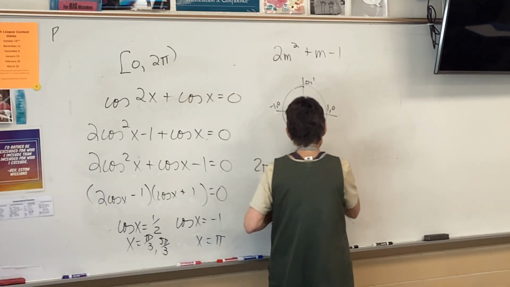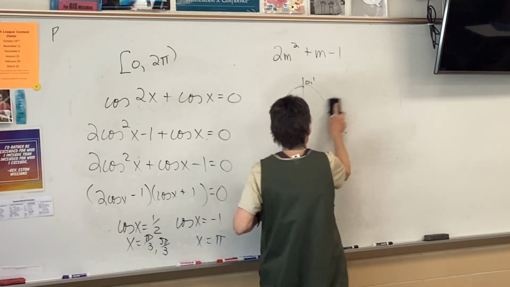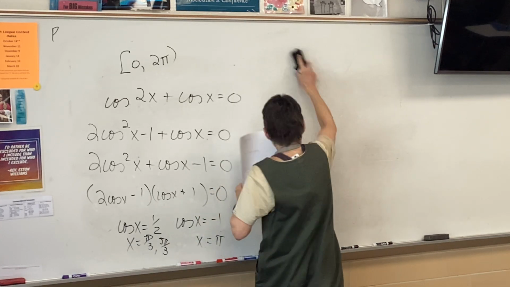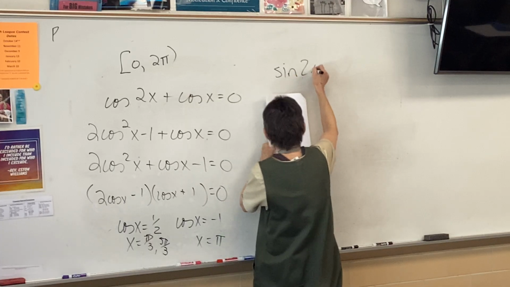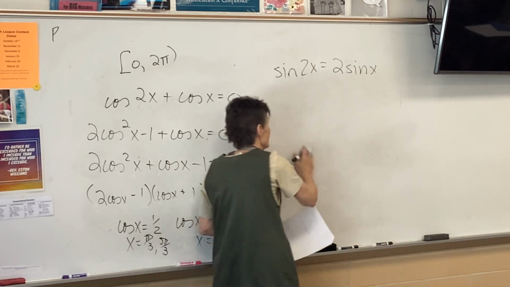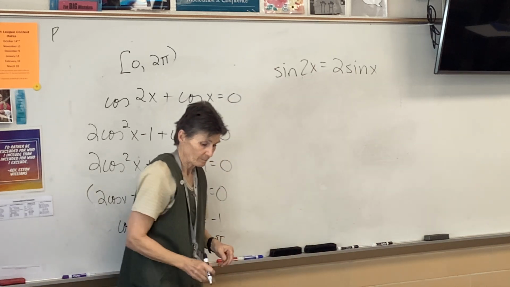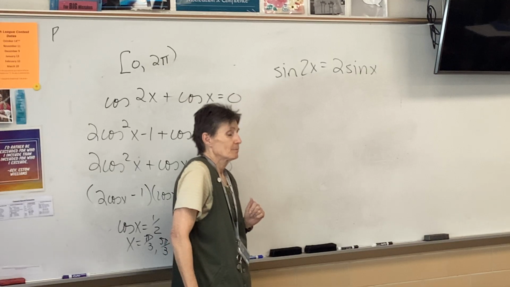Okay, we're gonna do one more, and then we're gonna go to the homework for a minute. So here we go, last one. Sine 2x equals 2 sine x. But I did. It doesn't matter, we can figure it out, we're good.